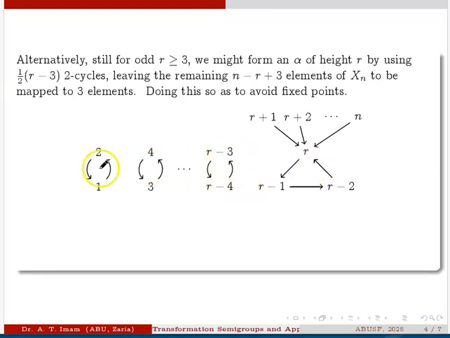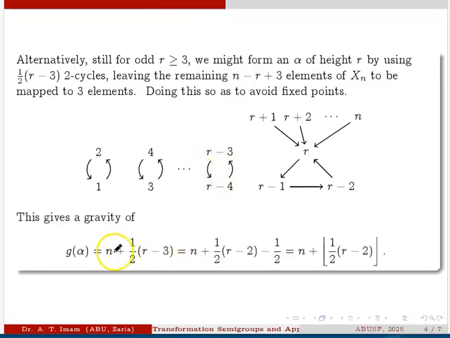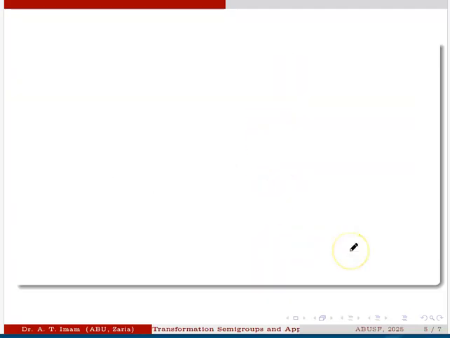But then you had to sacrifice one of the cyclic orbits, and so therefore you have a gravity of n plus the cycles and then minus 0 because there is no fixed point here, and this is still giving a gravity of this amount. So in both situations of the odd case, we have the formula.